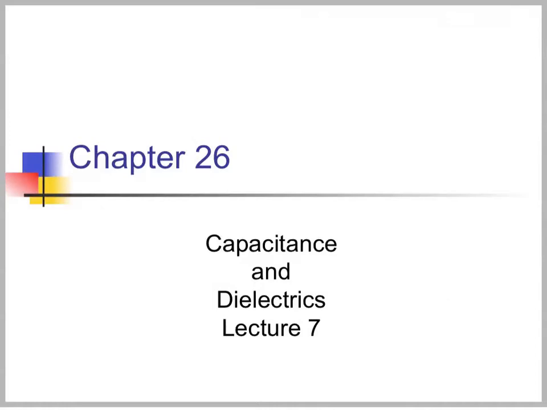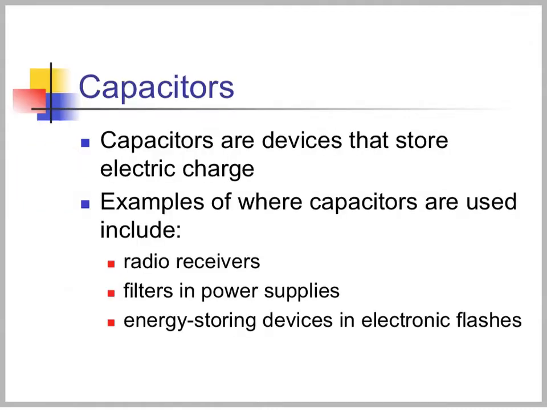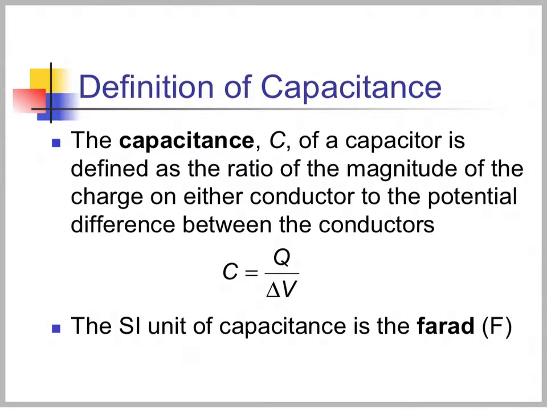This is Physics 2120, Lecture 7, and today we're going to talk about capacitors. Capacitors are devices that store electrical charge. We use capacitors in things like radio receivers, filters for power supplies, maybe an energy storing device like an electronic flash. They're just things that store electric charge for us to be able to use in a circuit.